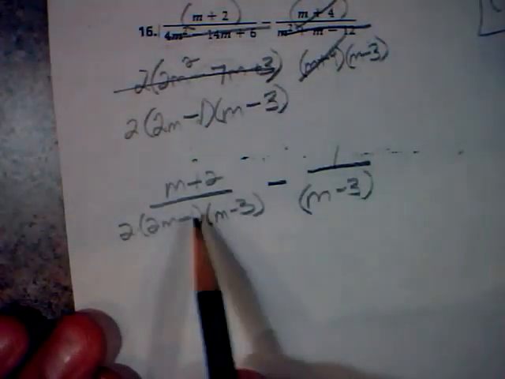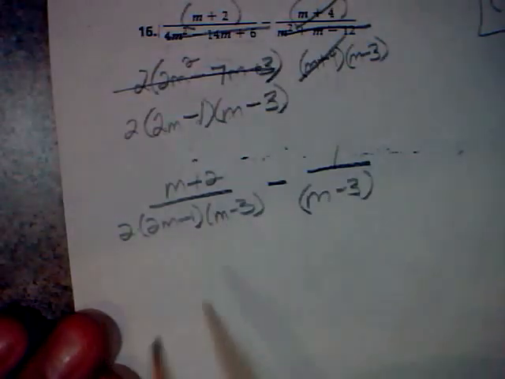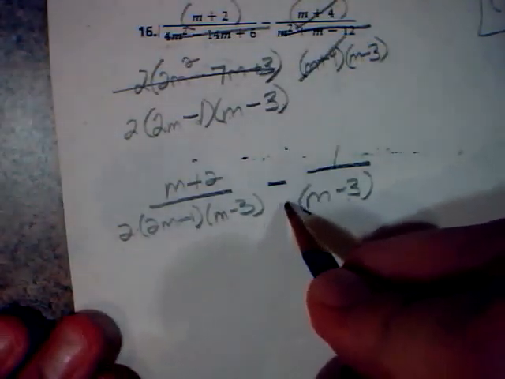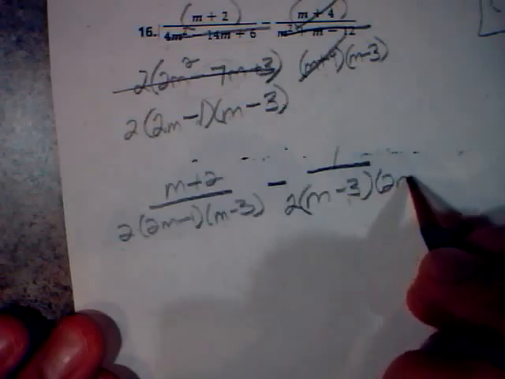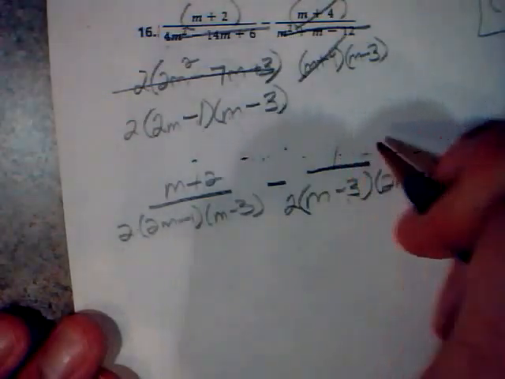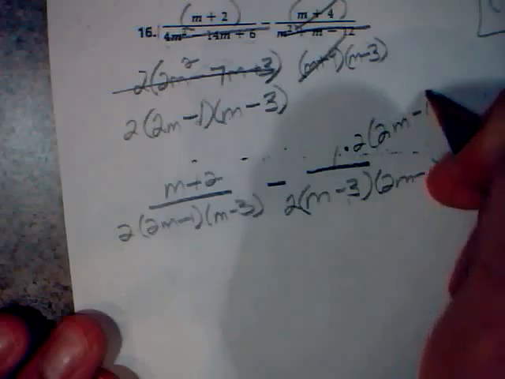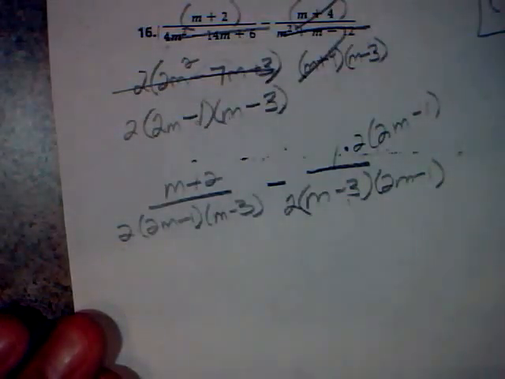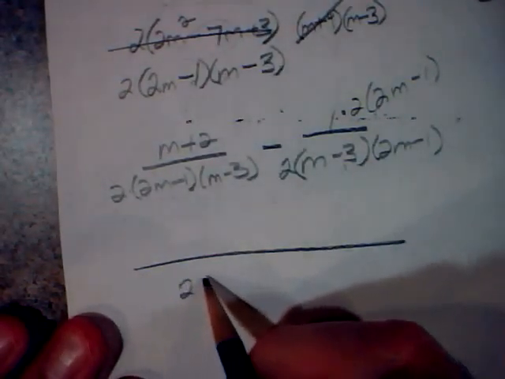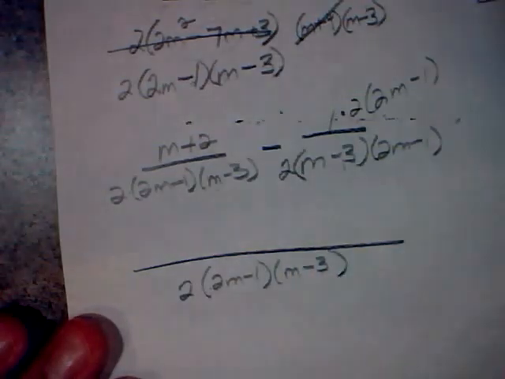So now, apparently, in order to make these look the same, this one's already got the m minus 3, but this one here is missing the 2 and the 2m minus 1, so this is going to need a 2 and a 2m minus 1. And whatever you do to the bottom, you need to do to the top. So we're going to need to multiply this 1 by a 2 and a 2m minus 1. Okay. So now we're ready for our common denominator. So our common denominator is 2m minus 1, and m minus 3.